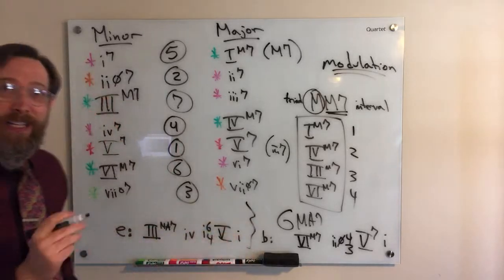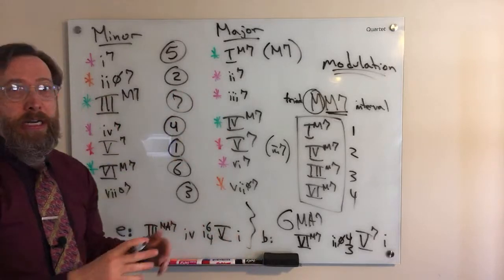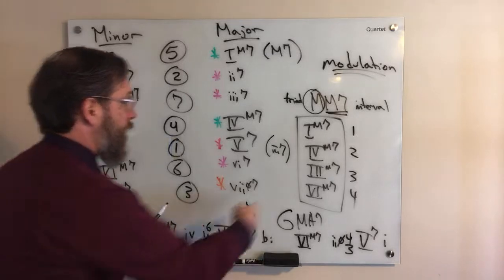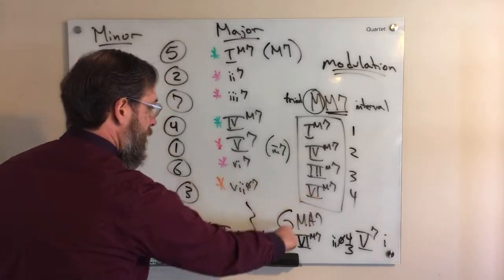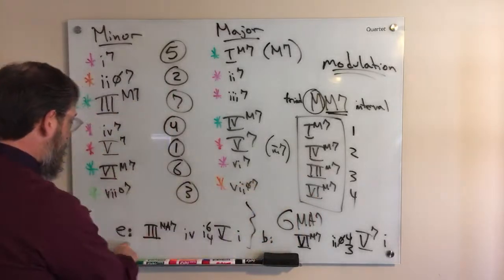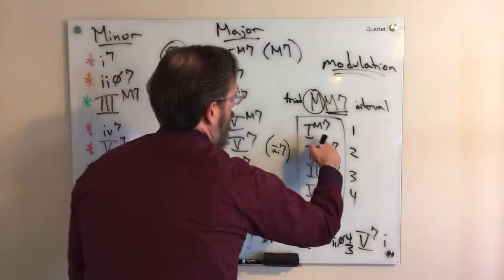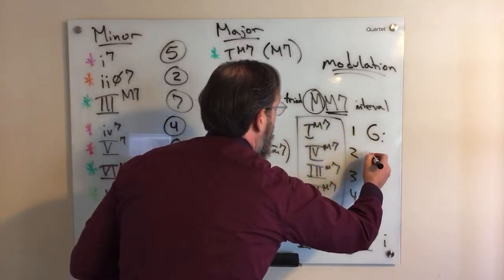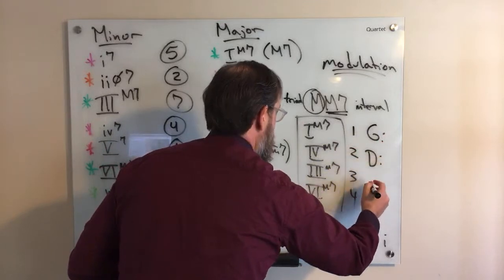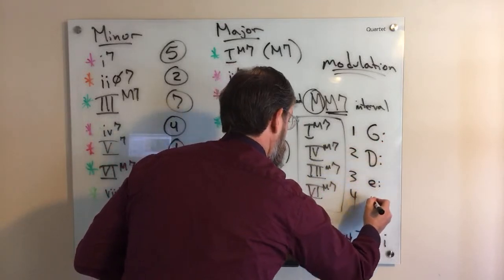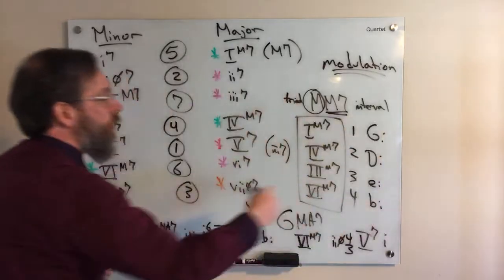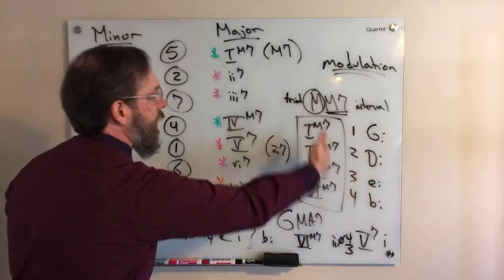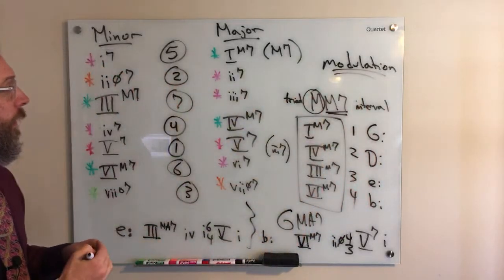So a good way to test yourself is to take any one of these sonorities and see if you can name all the different keys how it would function, right? So if I have a G major 7, it's 6 major 7 in the key of B minor. It is 3 major 7 in the key of E minor. It's 1 major 7 in the key of G major. And it is 4 major 7 in the key of D major. Which means that you can modulate in between any one of these keys using a major 7 sonority.